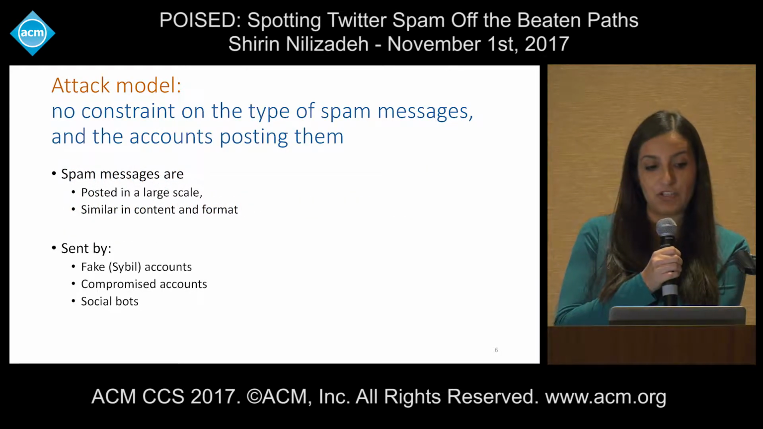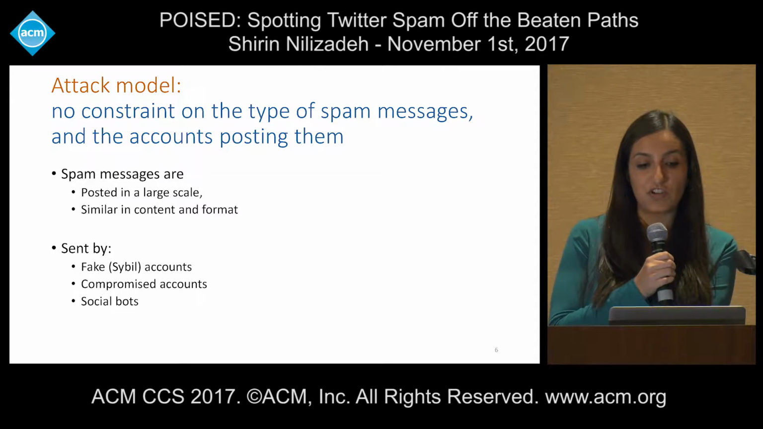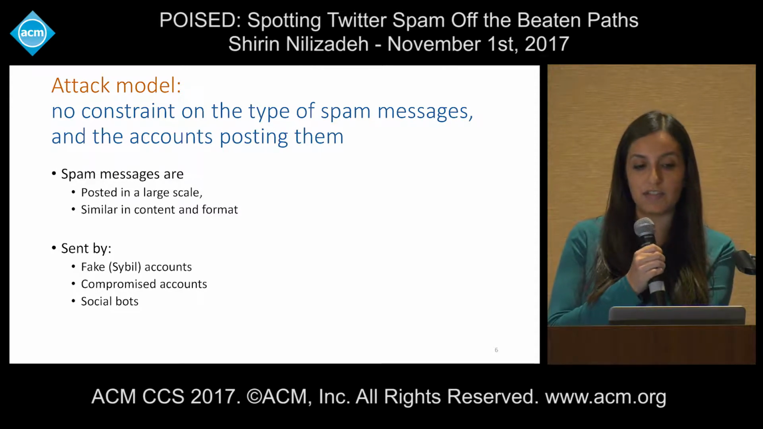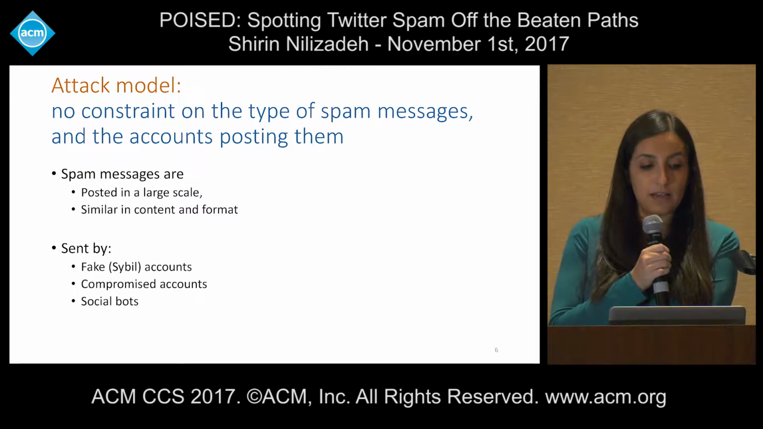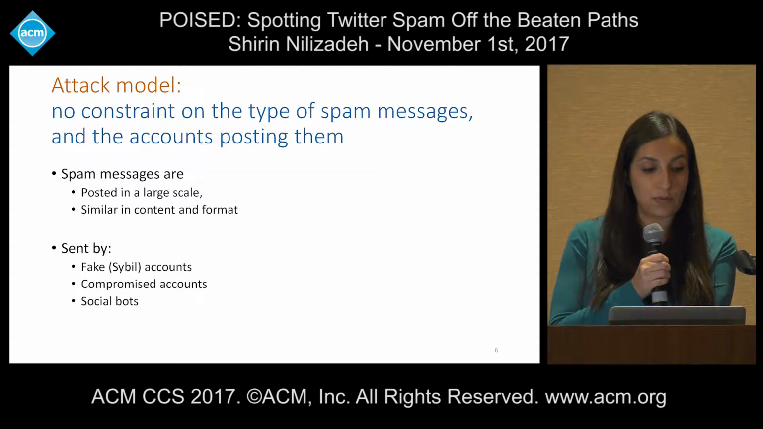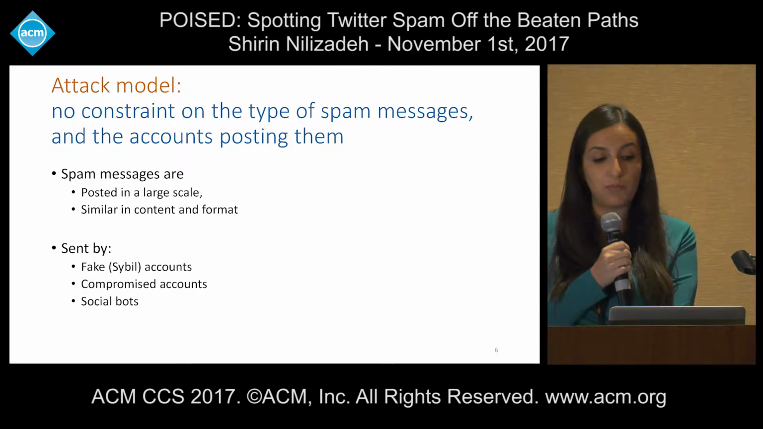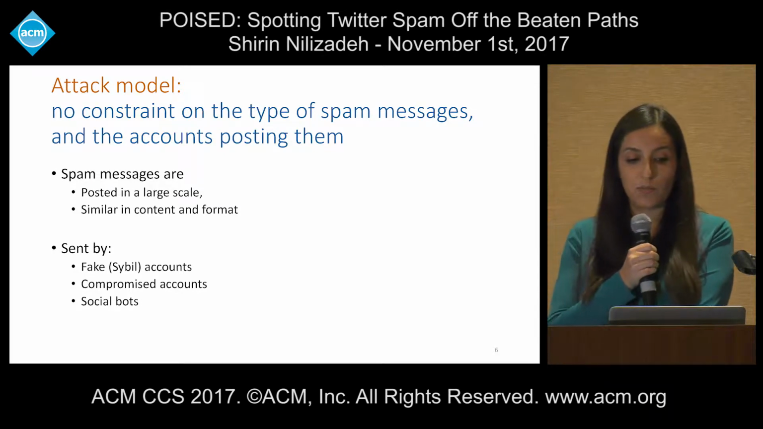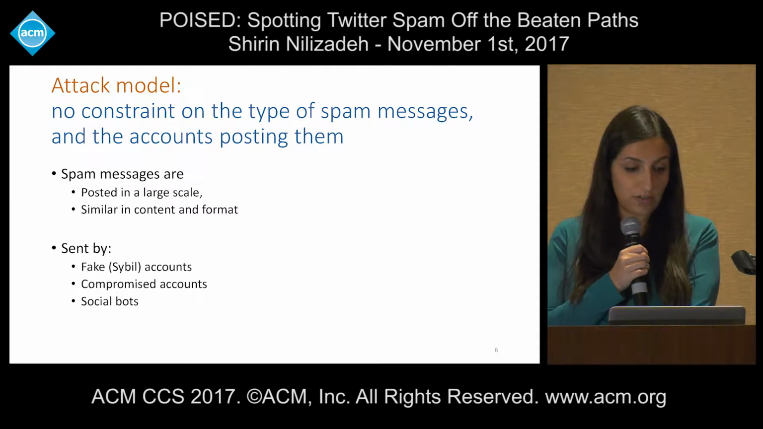In our attack model, we don't have any constraint on the type of spam messages and the accounts posting them. We assume that the spam messages are posted at larger scale and are similar in content and format. But they can be sent by any of fake accounts, compromised accounts, and social bots.